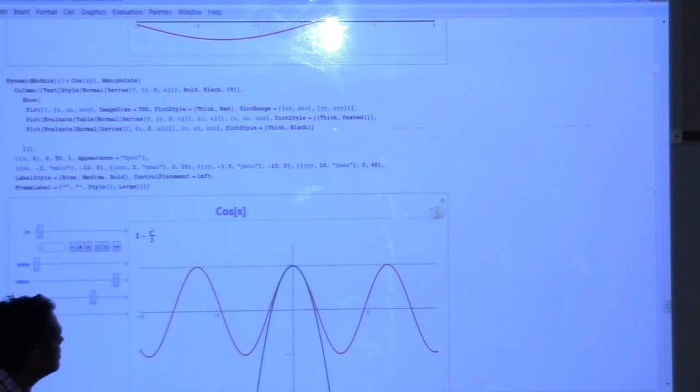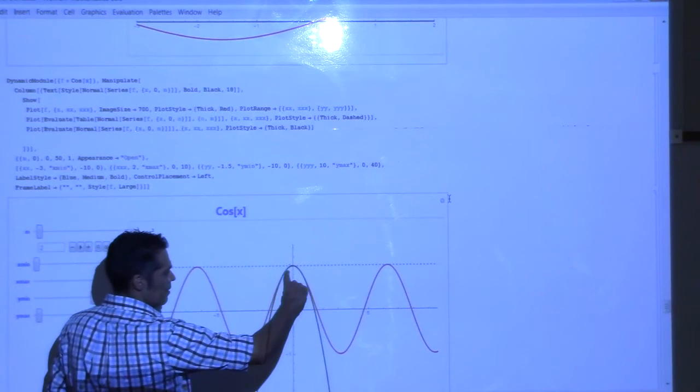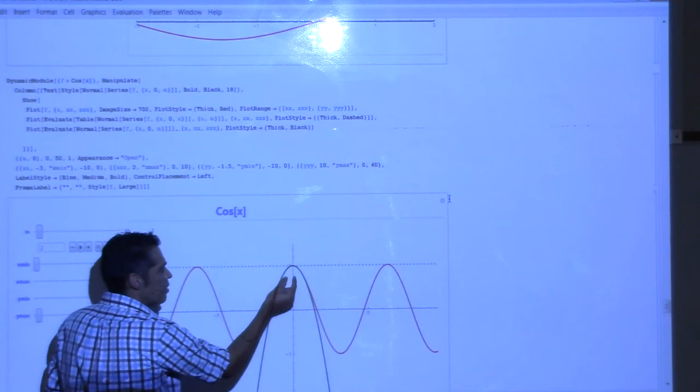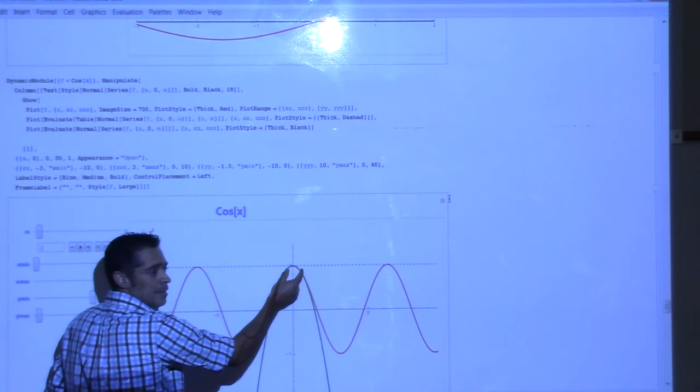There it is. You see it? Right there? And it's really close in here, isn't it? It's really close.